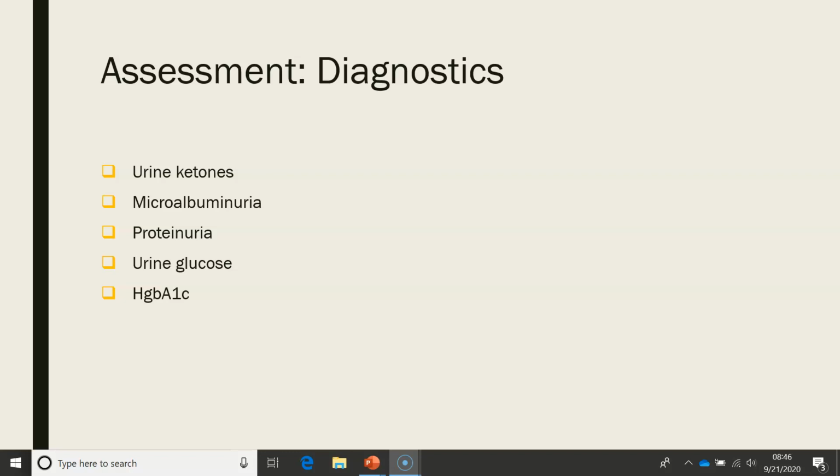Assessment diagnostics. Not only are we going to do a fasting blood sugar on this patient, or perhaps we'll do just a random blood sugar on the patient, we're going to want to do a urine for ketones. They're going to look at their albumin in the urine, protein in the urine, and is there glucose in the urine. Also, other things we're going to look at is a hemoglobin A1C on this.